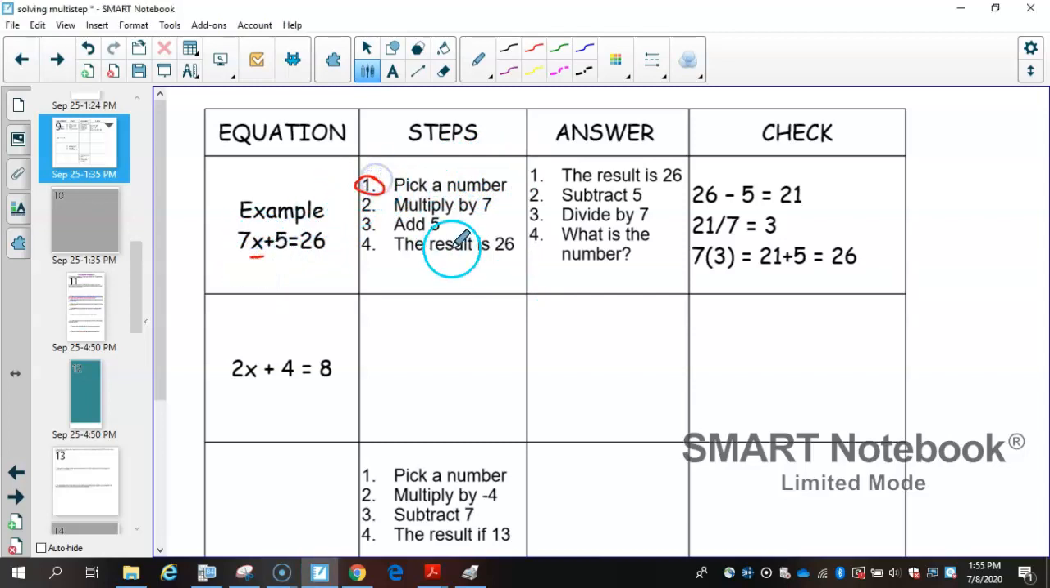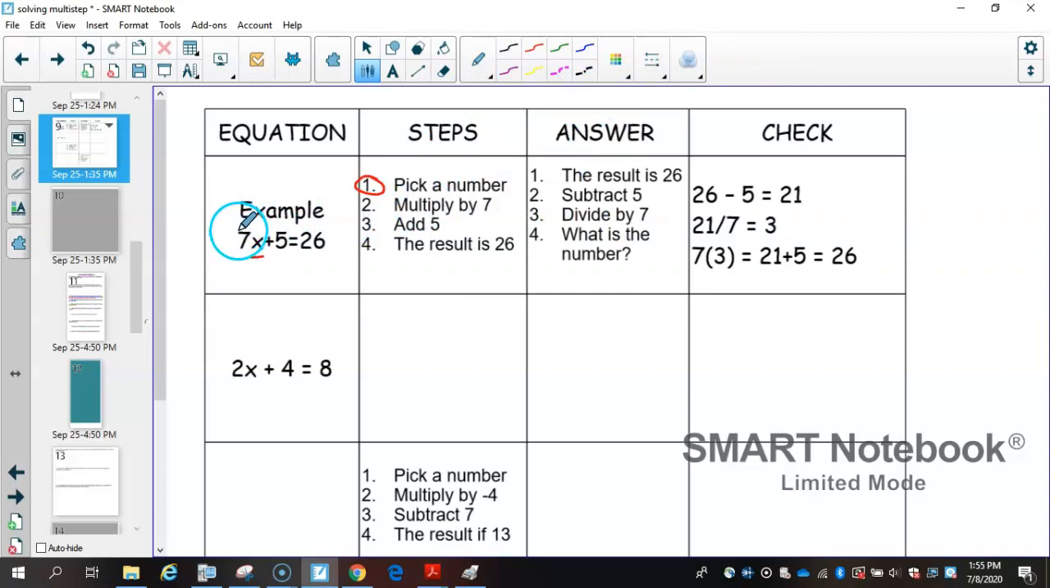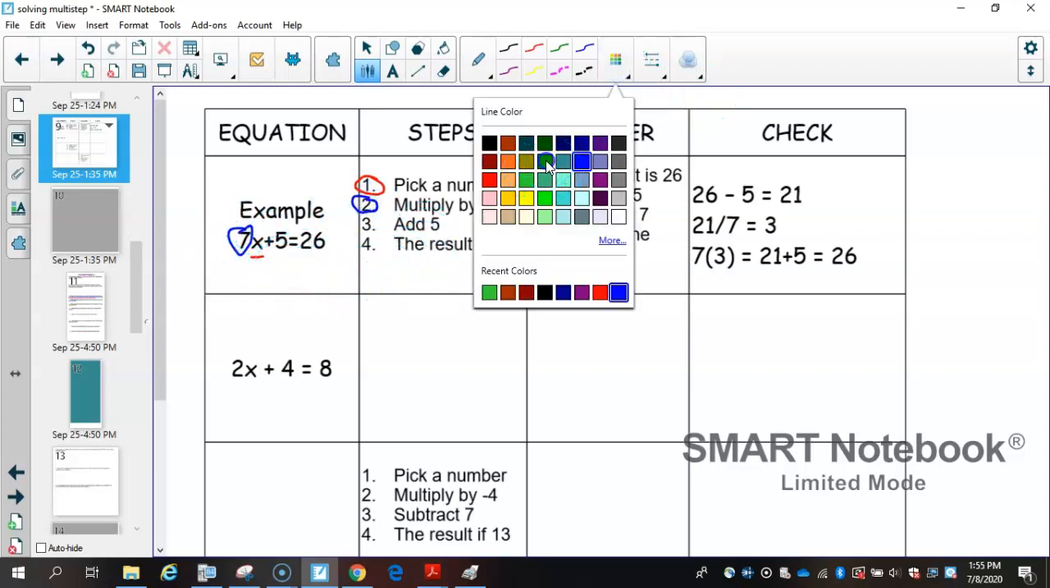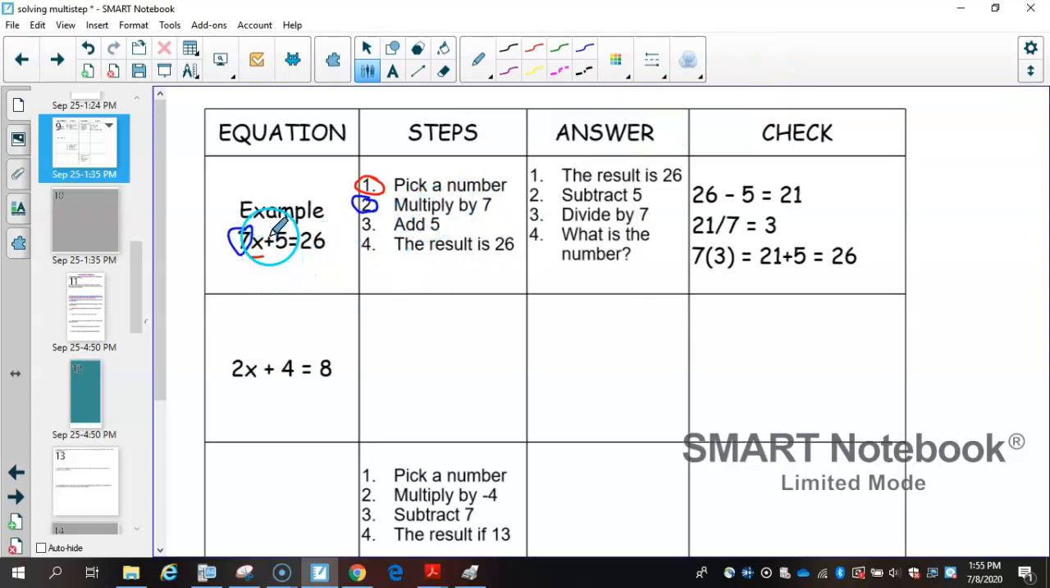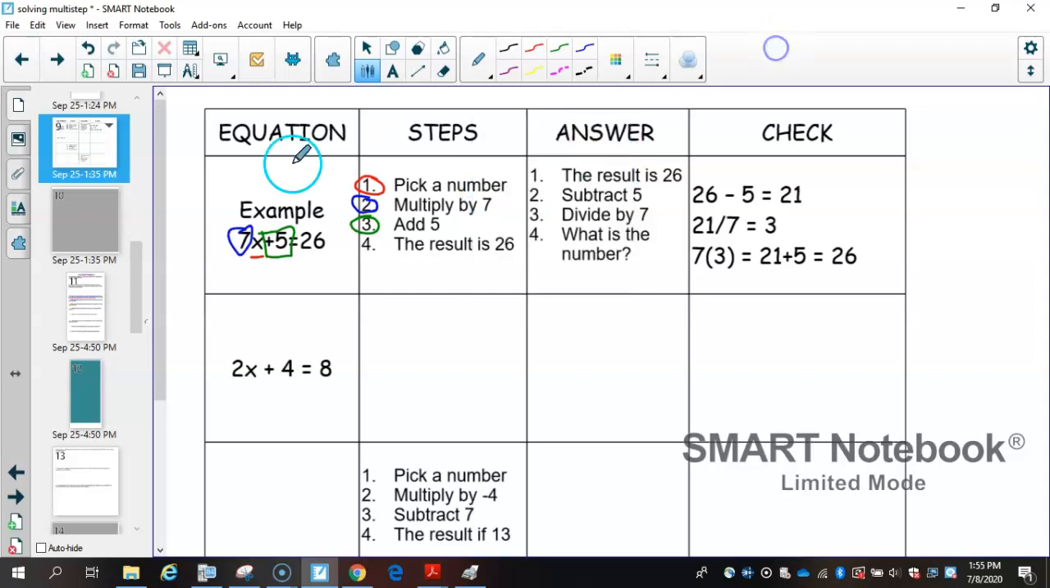I'm going to try and color code this. Then it's saying whatever variable you chose, you are now going to multiply that by 7. So different color. And then, after you multiply that by 7, you are going to add 5. And then the last line of these steps is always the result is whatever it equals. So the result is 26. And that's that last step.